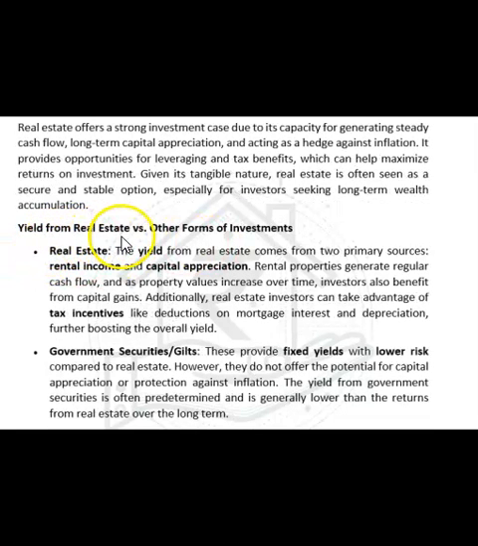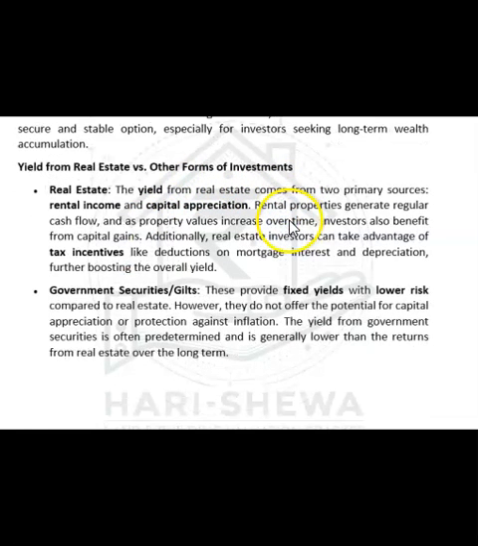Now compare yield from real estate versus other forms of investment. The yield from real estate comes from two primary sources: rental income and capital appreciation. रियल एस्टेट से आपको यील्ड हो रहा है, आपको रेंटल इनकम कंटिन्यू मिलेगी, प्लस आपका कैपिटल अप्रिसिएशन होगा। फ्यूचर में मकान और लैंड की कीमत इंक्रीज होगी। Rental property generates regular cash flow as property value increases over time. Investors also benefit from capital gains. Additionally, real estate investors can take advantage of tax incentives like deduction on mortgage interest and depreciation, further boosting the overall yield.